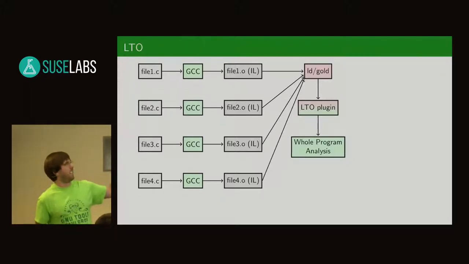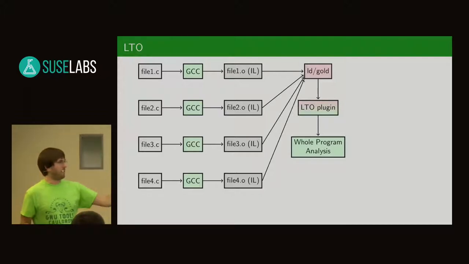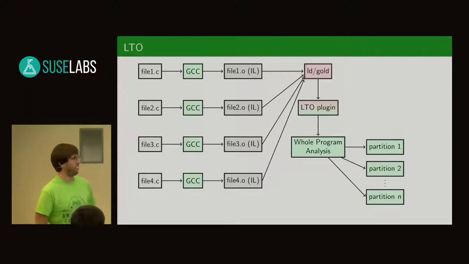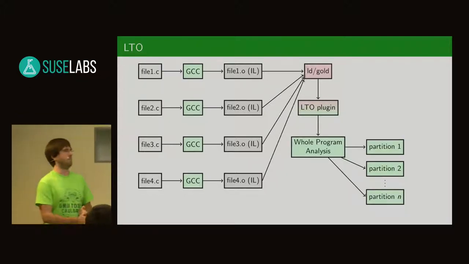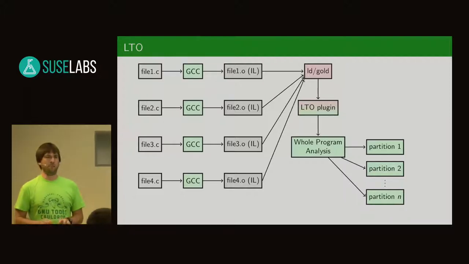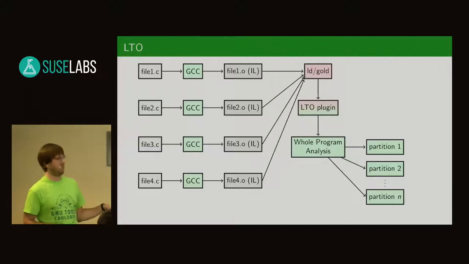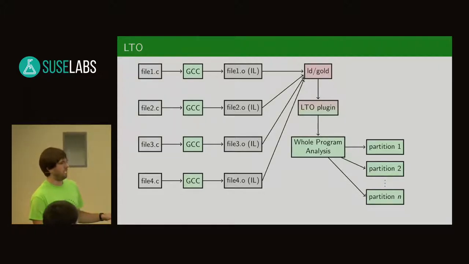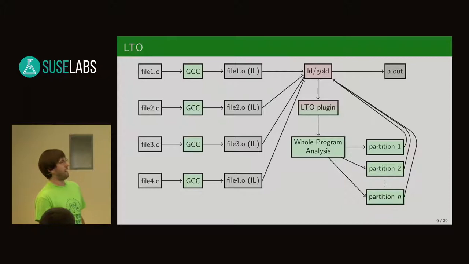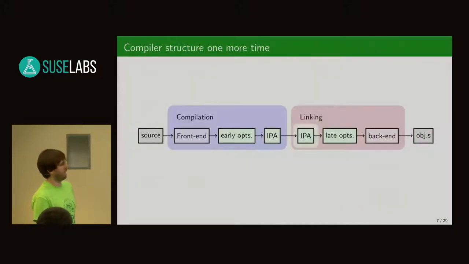The source files are compiled into intermediate language by make in parallel, and then when the whole program analysis is done and has made its decisions on what to do, it partitions the program in a way that may or may not resemble your original division into compilation units, and these are then compiled from the intermediate language into a real object file in parallel as well. This is then fed back to the linker, and the linker comes out with your executable.